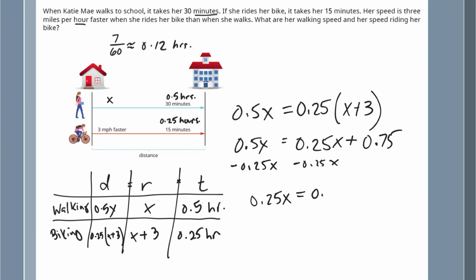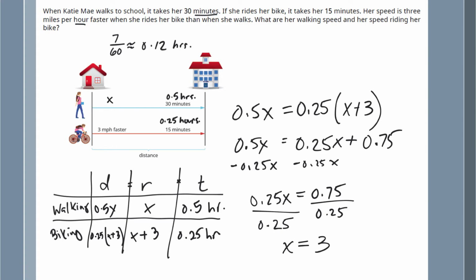0.25x is equal to 0.75. And if we've got 75 cents and we want to divide it into quarters, there should be 3 of them. So x is equal to 3. So it looks like to me that she was walking at a rate of 3 miles per hour.